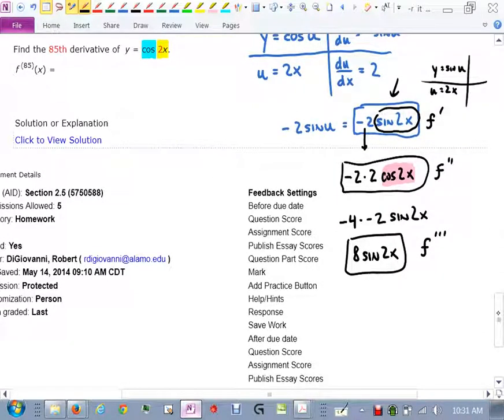Notice that whenever, hold on a second, maybe I should go one more so we'll be convinced of this. Let's go.